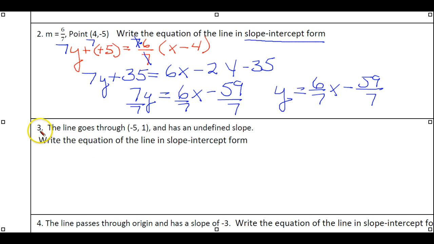Now as we look at number 3, it's a line that goes through this point. And remember, another way of writing that is (a, b) is an ordered pair, and it has an undefined slope. So if you recall on that worksheet, we said formula 6 was the equation for an undefined slope. What was that equation? And it was x equals a. So for this, we're going to get x equals what is in our a position? The negative 5. And that's the answer to this one.